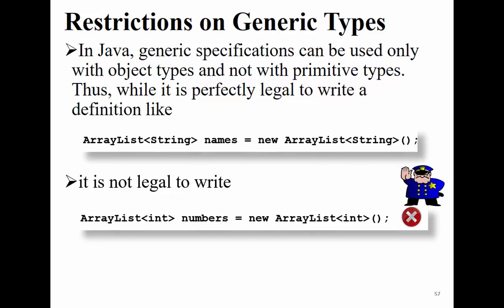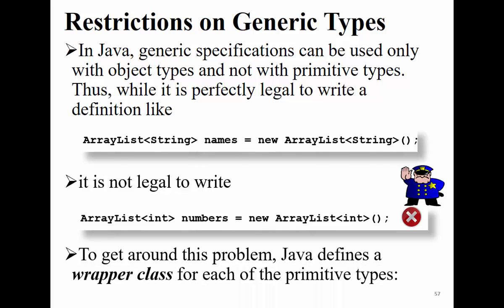It's written on the slide. Why? Because int is a primitive type. We cannot use it inside the array list. We have to create an array list of objects. We know that the generic can be used for the objects, so we cannot use the array list of primitive types.